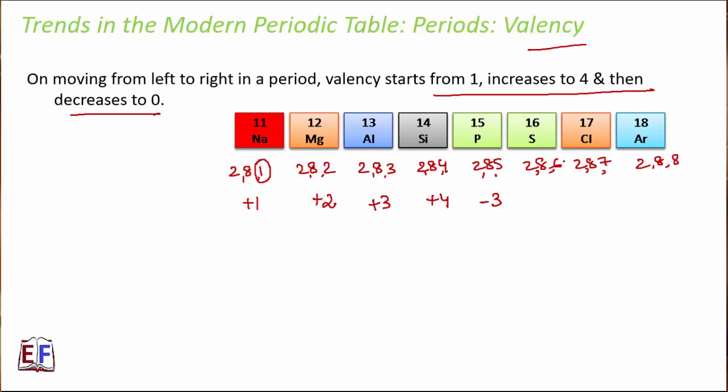Similarly for sulfur, releasing 6 electrons is hard, so accepting 2 electrons is easy. Similarly for chlorine, accepting 1 electron is easy. For argon, it is already in a stable state, so it neither wants to lose nor gain electrons. So what do you see? Valency starts from 1, increases to 4, and then again decreases to 0. And that is the trend seen across all periods.